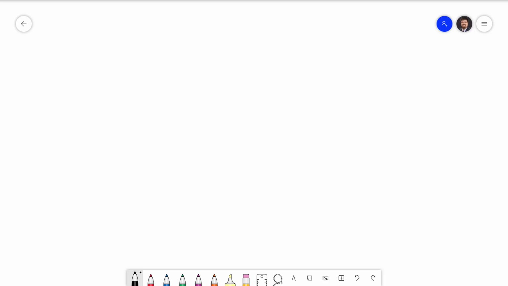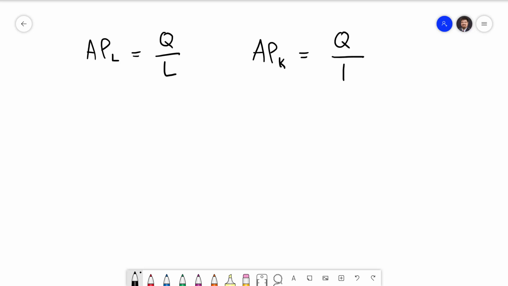Before moving on, we're going to get a few definitions down. First of all, the total product is the maximum amount of output that can be produced with a given amount of inputs. This is simply defined by our production function. Plug in the inputs, and whatever you get out of the production function is the total product. That's going to be our Q. The average product is the total product divided by the quantity of an input. Remember that we have two inputs, so there's going to be two different average products. First of all, the average product of labor is going to be Q divided by L, and the average product of capital will be Q divided by K.